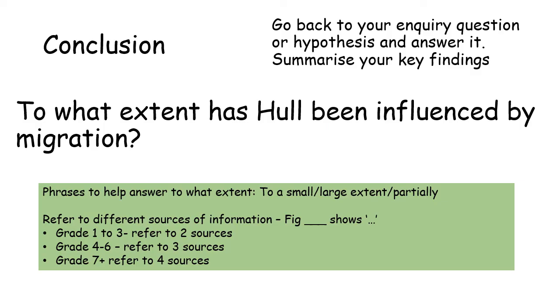Okay, so we're nearly at the end of our inquiry process now and we're thinking about the conclusion. So we're going back to our inquiry question or a hypothesis if that's what you've done, and we're going back to answer it by summarising our main findings. In the green box you see that I've included a little bit of a guideline of what to include depending on your target grades. So if you're going for a grade 1 to 3, you need to use at least 2 sources of information to help you answer that question, all the way up to a grade 7 and above. To do this, you'll need to open the source sheets attached separately on Show My Homework.